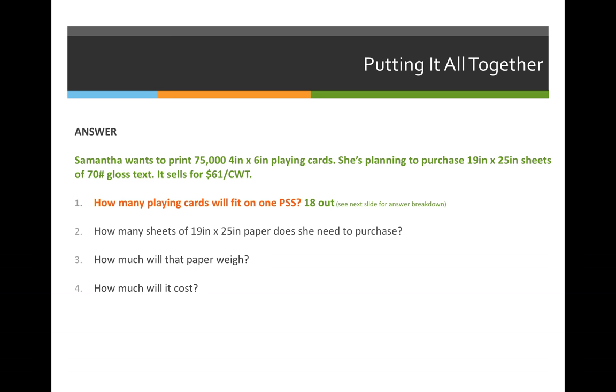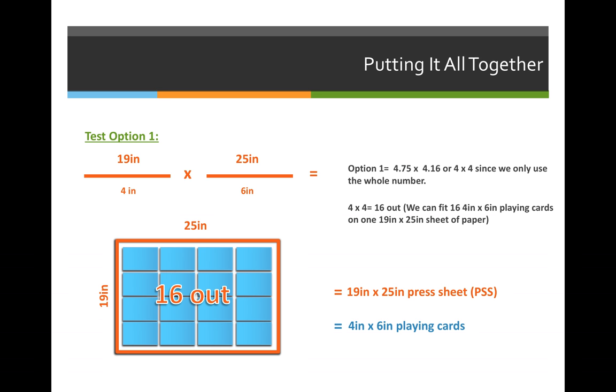First question asks, how many playing cards will fit on one press sheet? The correct answer is 18 out. Let me show you how I calculated that. I took the press sheet, which is 19 by 25, and I divided it by the playing card, or the item size, of 4 by 6. 19 divided by 4 came out to 4.75, and 25 divided by 6 came out to 4.16. I do not want to print part of a playing card, so I'm only concerned with the whole number. So I can fit 4 of the 4-inch side of the playing card along the 19-inch side of my press sheet, and 4 of the 6-inch side of the playing card along the 25-inch side of the press sheet. When you multiply 4 times 4, the total number out for this option 1 scenario is 16.